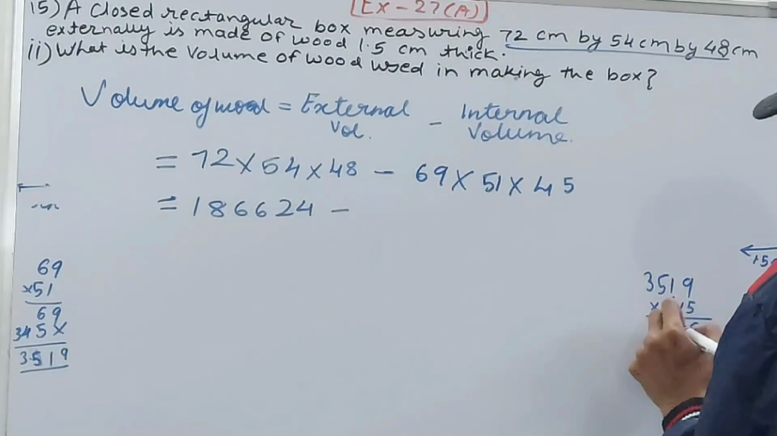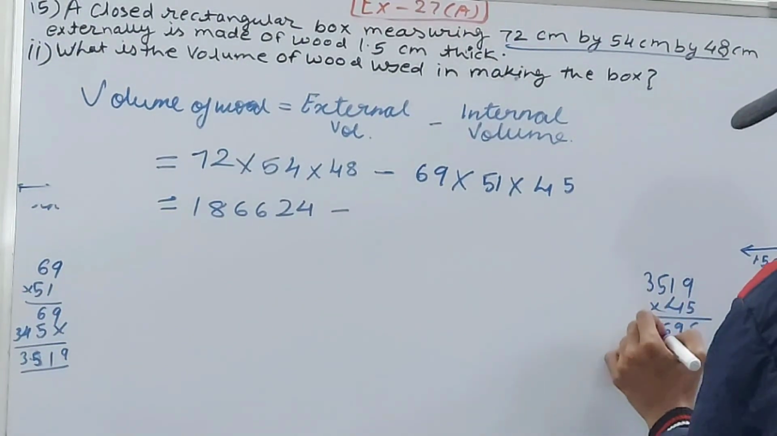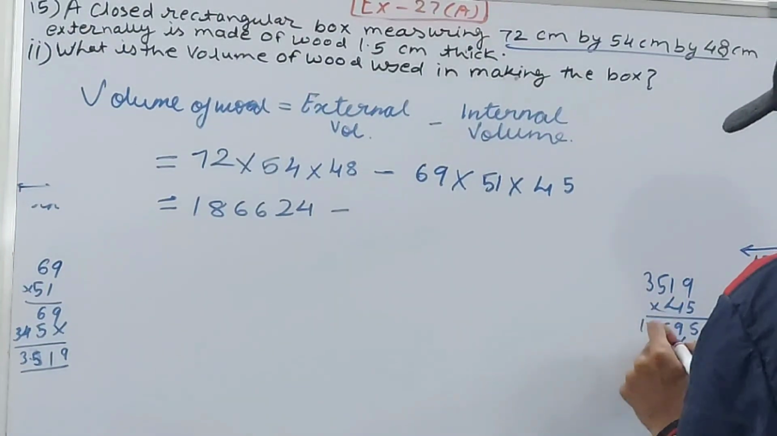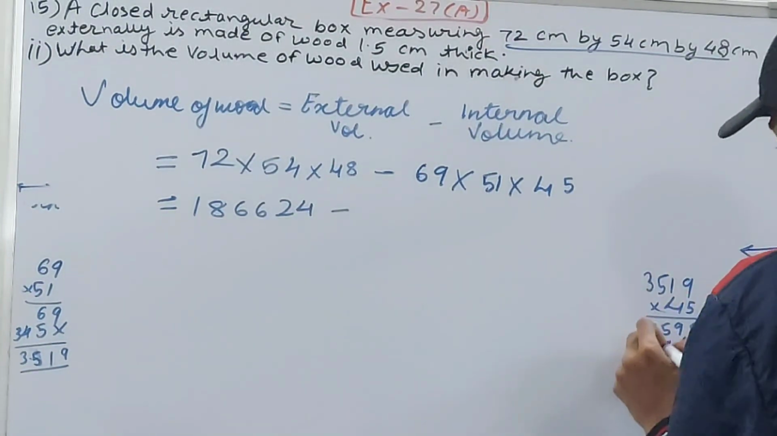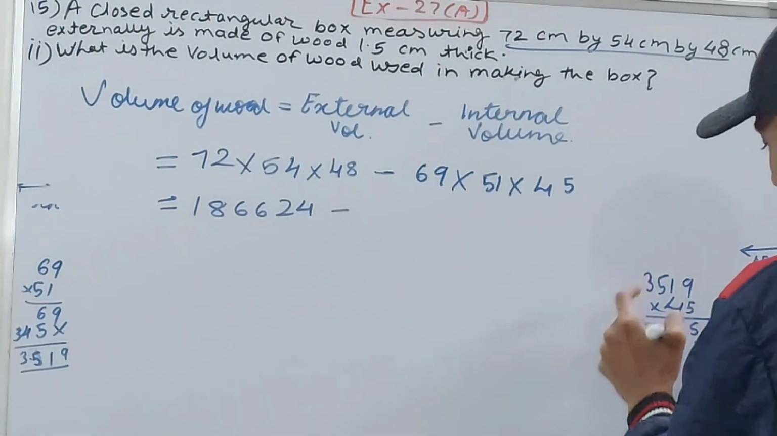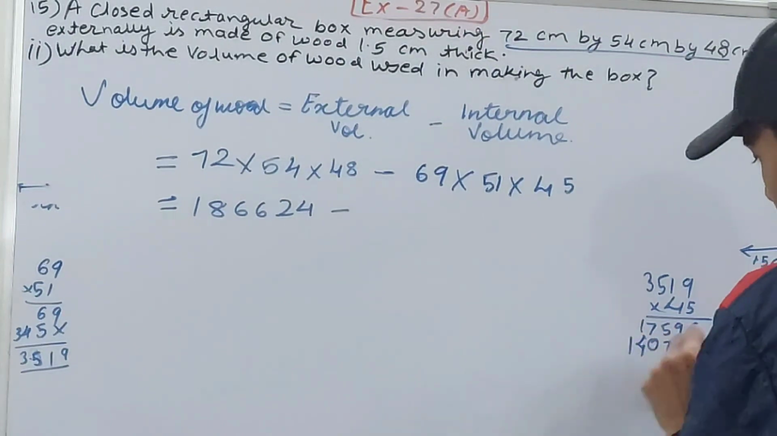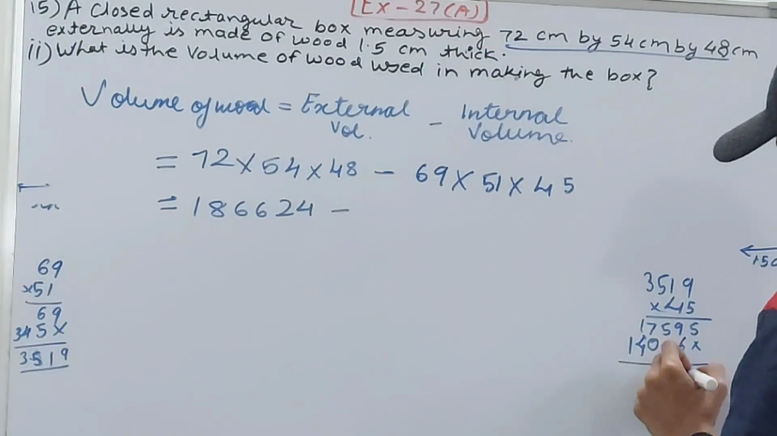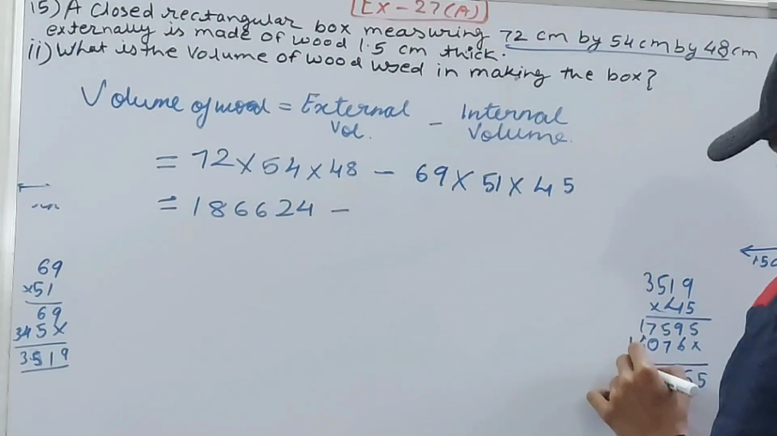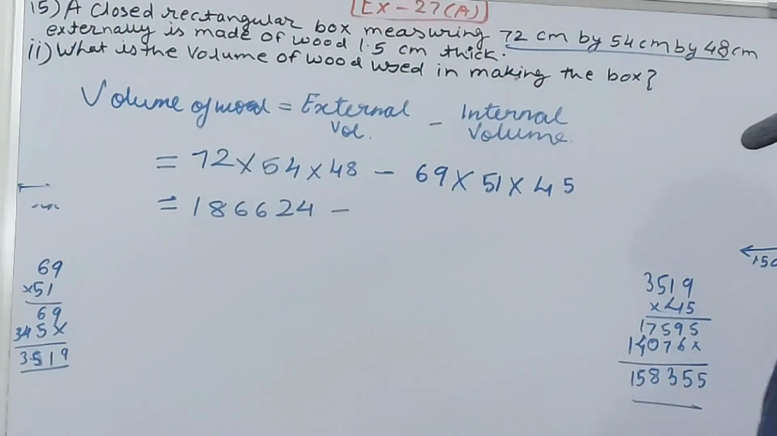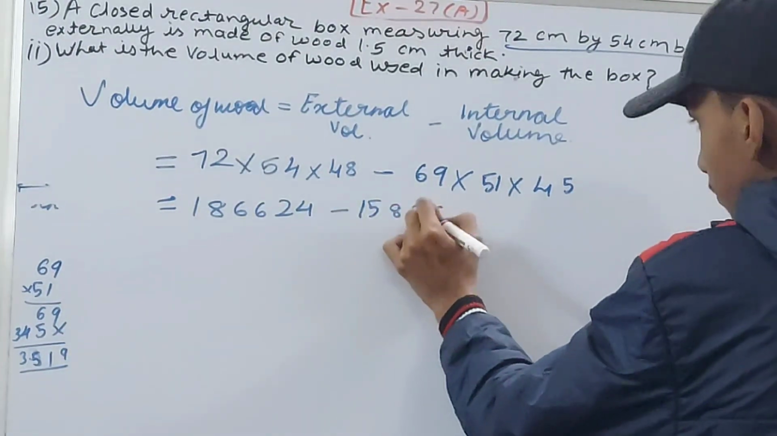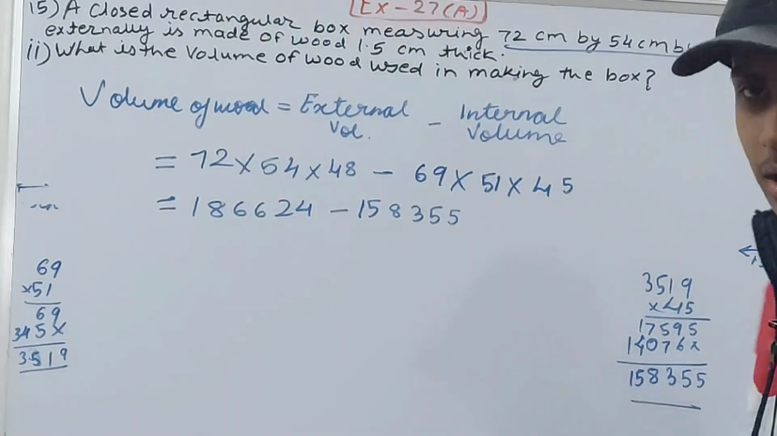9 5s are 45, 5 and 4 carried over. 9 4s are 36, 3 carried over, and so on. Multiplying it out, we get 158355. This is the internal volume of your rectangular box, right?